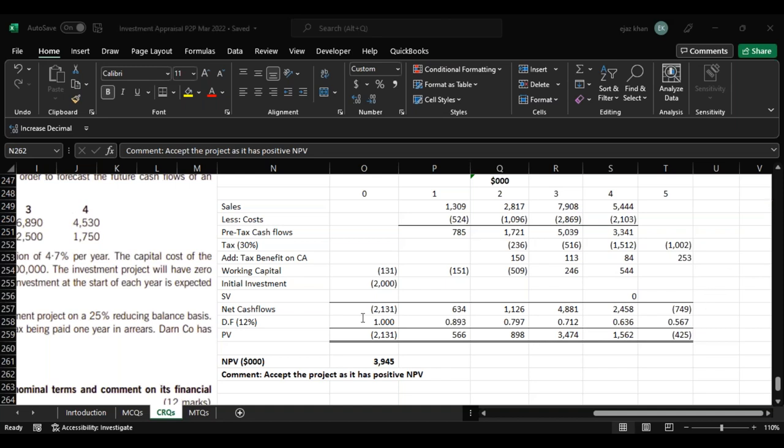Working capital is a capital figure. It's not an expense. It's a capital that we are investing. Is it clear?